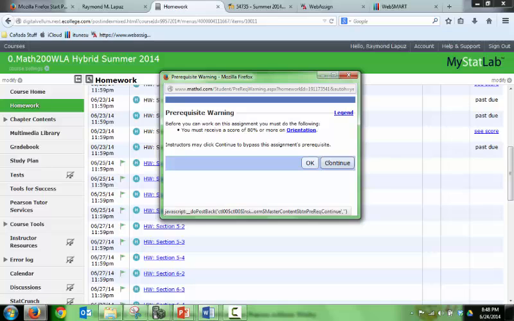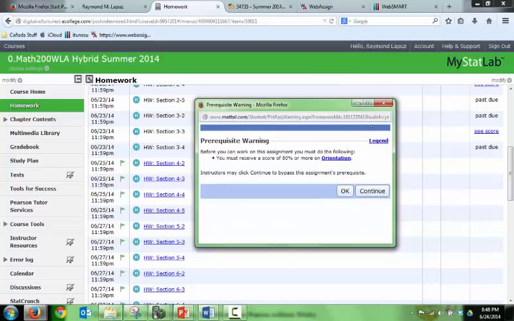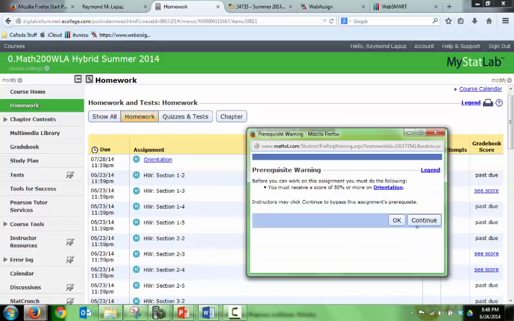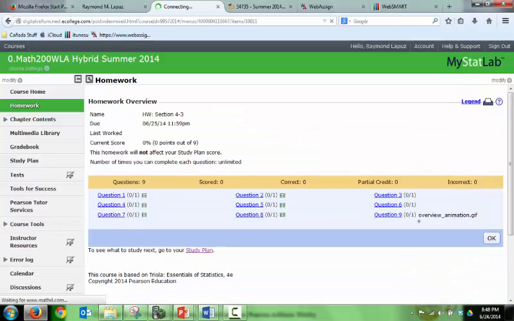Oh, by the way, if you didn't do the orientation, it's not going to allow you to do the homework. The orientation is just a simple set of, I don't know, like 8 or 10 problems. It's really easy. It'll take you about 5 minutes to go through. So if you're having problems getting in, just make sure you do the orientation.